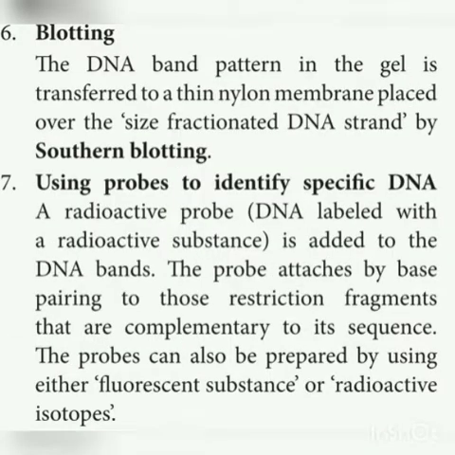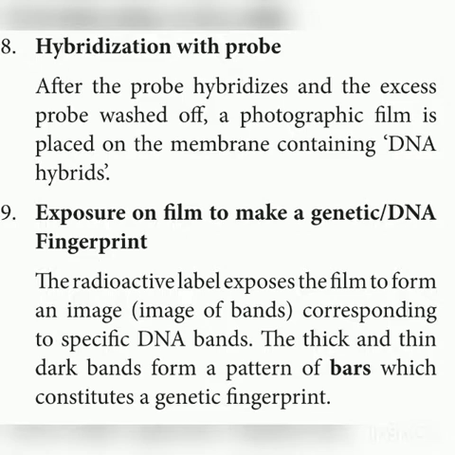Sixth one is blotting. A 2-mark question may be asked: what is meant by blotting. And seventh one is using probes to identify the specific DNA. Eighth one is the hybridization with the probe. And ninth one, exposure on film to make a genetic or DNA fingerprint. This shows how the DNA is separated from the human and how it gets incorporated into a small film. These are the various steps involved in DNA fingerprinting. It is an important 5-mark question. You have to go through that.